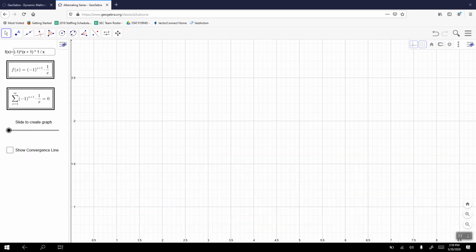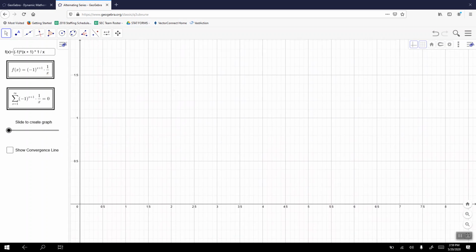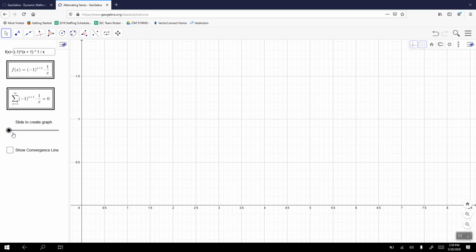So here we go. I'm just making sure my function is the one that I gave you all. There it is. Now I'm going to start producing some of these terms. So here we are. These are the first two terms. In other words, this is a partial sum of that alternating series.